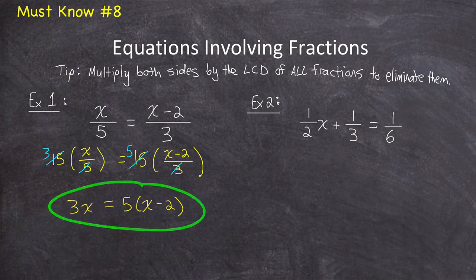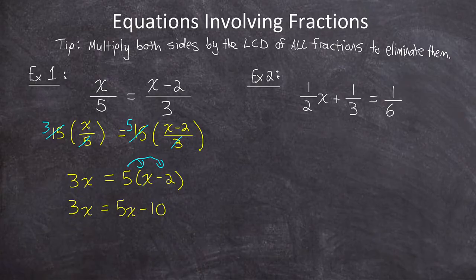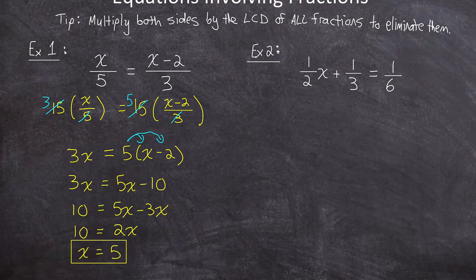And now we need to solve this equation. So I would use the distributive property to expand the right side of the equation, which would give me 5x minus 10. And then I would continue solving by getting the variable terms to the right side of the equation and the constant term to the left side of the equation. So I have 10 is equal to 2x, which means if I divide the 2 to the other side, I would find out that x is equal to 5. And don't forget, when solving any equation, you can check your answer by subbing it back into the original equation for x and make sure left side equals right side.